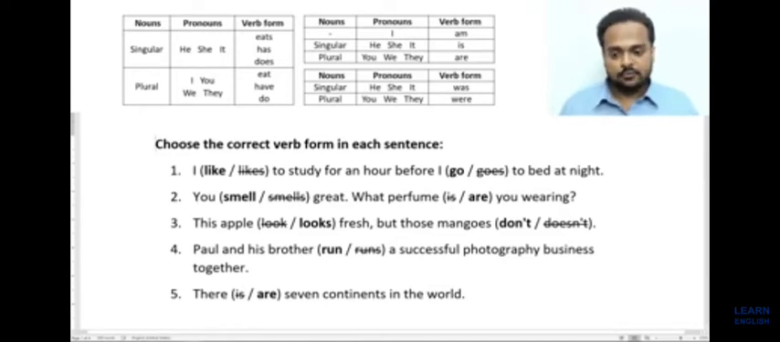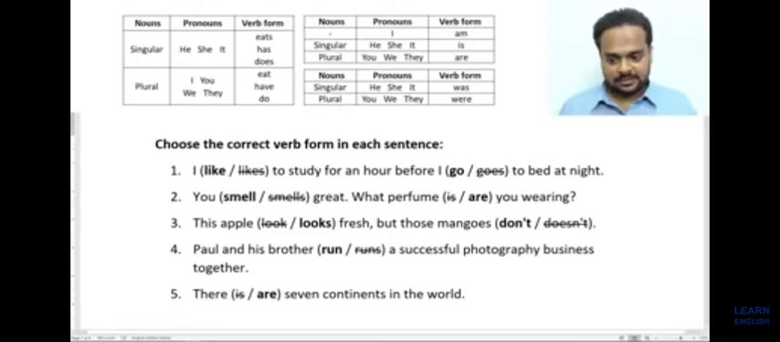And here, what perfume are you wearing? Now the subject here is not perfume. The subject is you. Okay, so with you, the verb form of be that we're supposed to use is are. So what perfume are you wearing?